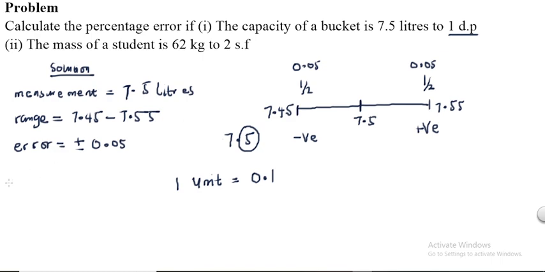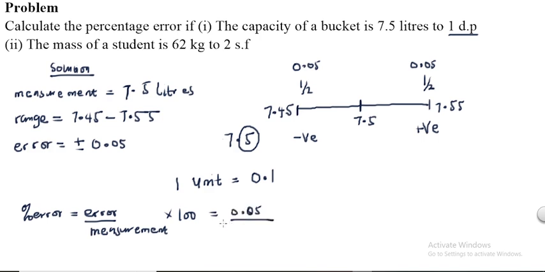Okay, so now to calculate the percentage error in this case, we just say percentage error is equal to error over measurement times 100. So in this case, we just pick 0.05 divided by the measurement, which is 7.5 liters, so this will be divided by 7.5 times 100. So if you do 0.05 divided by 7.5 times 100, you get 0.67%. So this is the percentage error here. Let's look at the second problem.